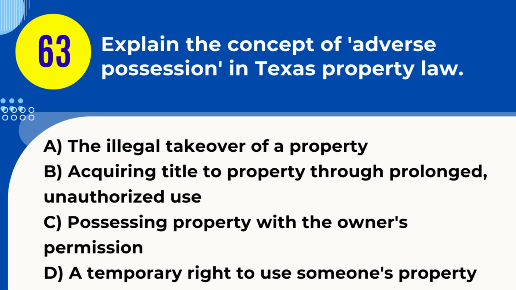Question 63. Explain the concept of adverse possession in Texas property law. A. The illegal takeover of a property. B. Acquiring title to property through prolonged unauthorized use. C. Possessing property with the owner's permission. D. A temporary right to use someone's property.